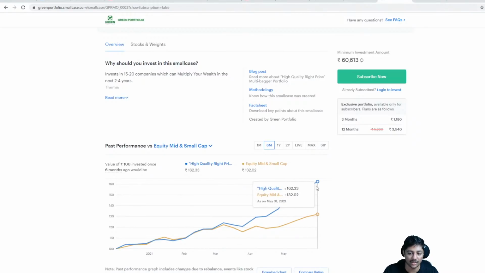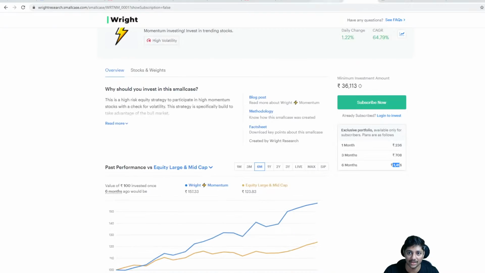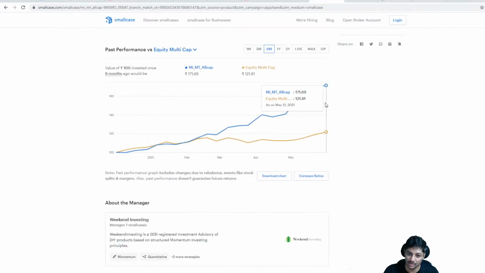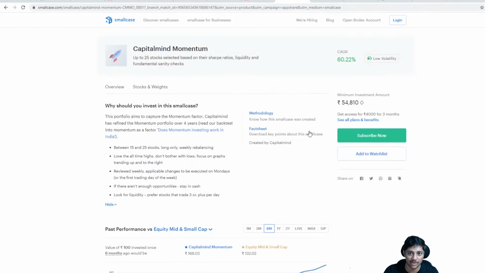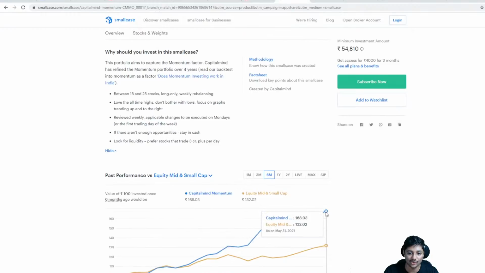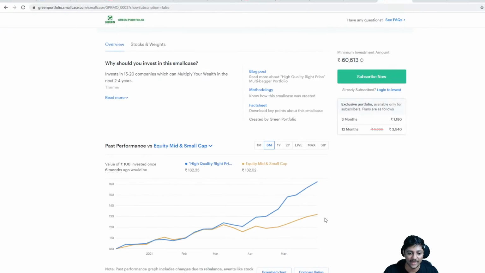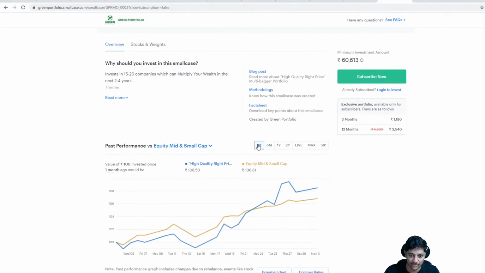Okay, 6 month return, 162. Better than Wright Research. Not as good as the other one, but almost as good as CapitalMind. I mean, sorry, this is Alok Jain, but this is the other one. But still, if you look at the 6 month return, it has done significantly well for itself. If you look at 1 month return, it has given you 8%. I would say fine. Every month 8% is fine.